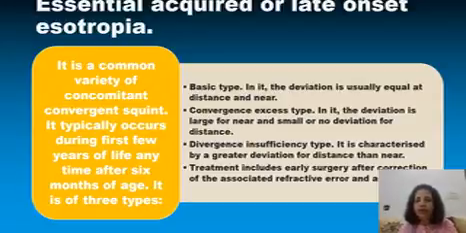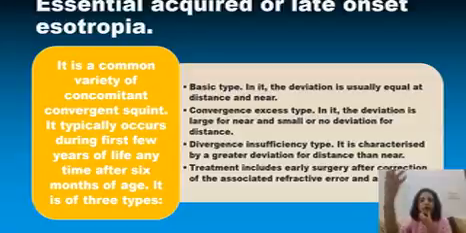Convergence excess type, in which the deviation will be large for near and small or no deviation for distance. Divergence insufficiency type, in which it will be more for distance.